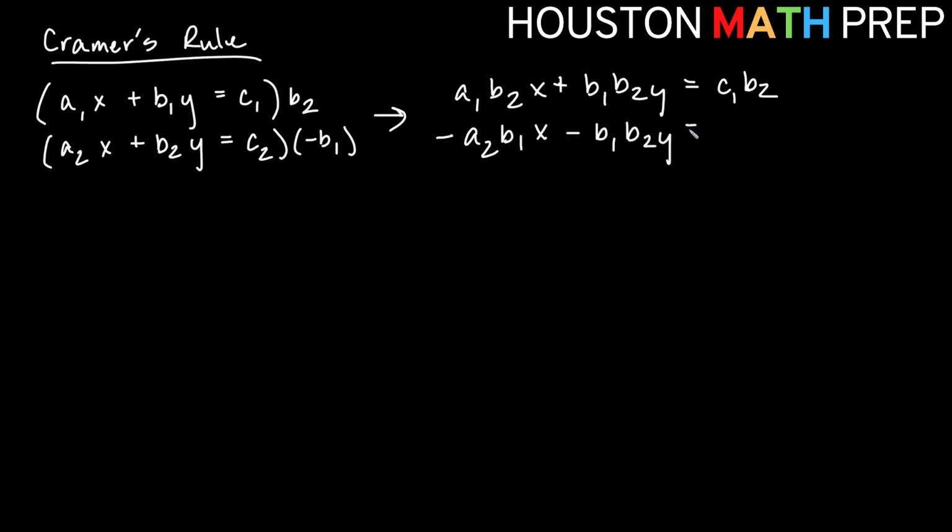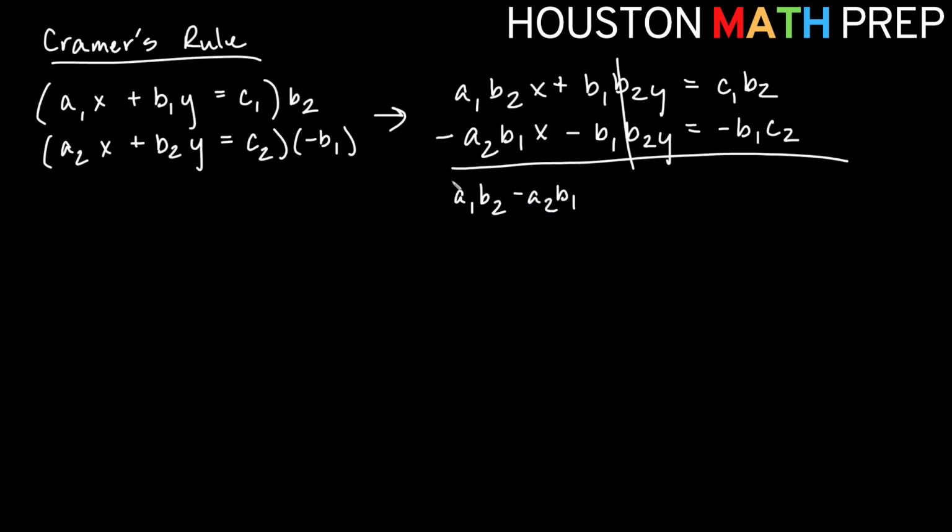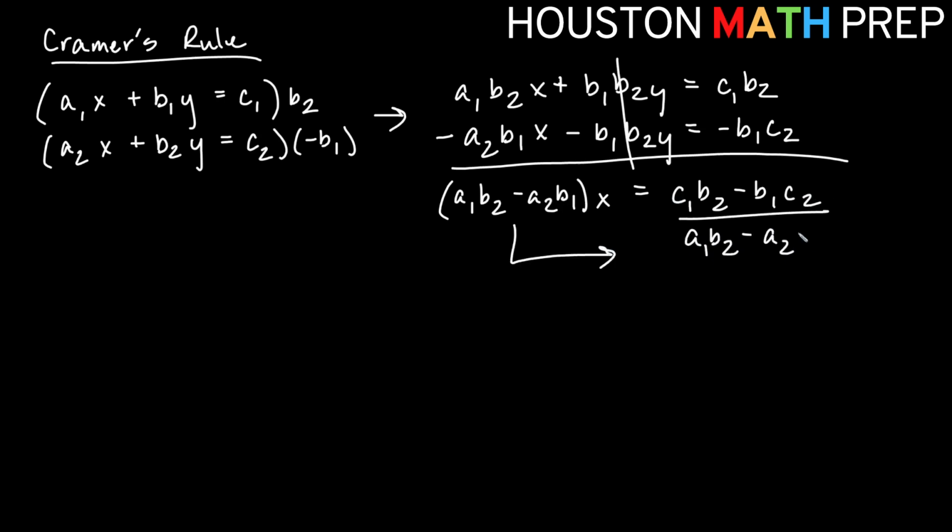There's the elimination there, right? Is equal to negative b1 c2. And then if we add these together, eliminating the y's, that would add to 0. We would get a1 b2 minus a2 b1 all times x, right, is equal to c1 b2 minus b1 c2. Then to solve for x, we would divide by this, right? So x would be equal to this thing divided by a1 b2 minus a2 b1.